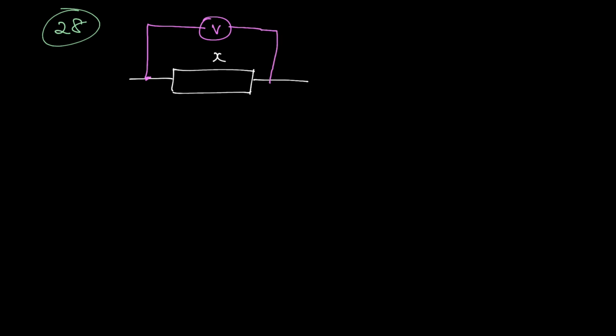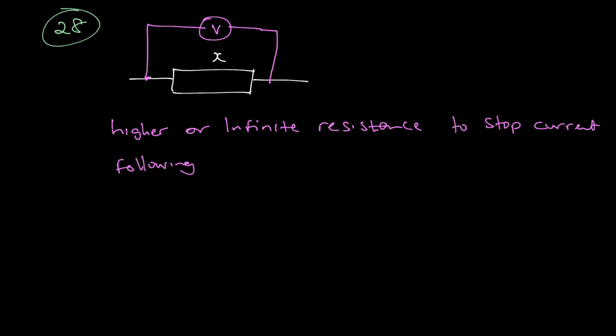Question 28. A voltmeter is used to measure a potential difference for a component X. Which row gives the position and ideal resistance for the voltmeter? You always connect a voltmeter in parallel to the component X, and the voltmeter will have a very high or infinite resistance to stop current flowing through it. For an ammeter, it is connected in series and has a very low resistance because you want current to flow through the ammeter but not through the voltmeter. So the answer to this one is C.